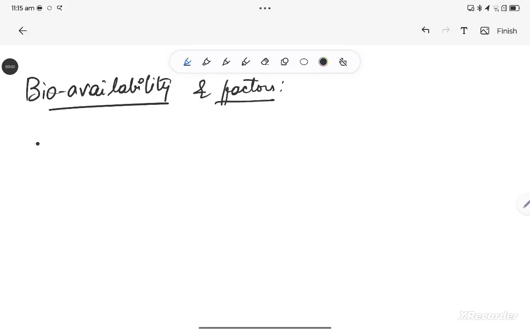Hello everyone. Today we are going to talk about bioavailability and factors which affect bioavailability. First we will talk about the definition.